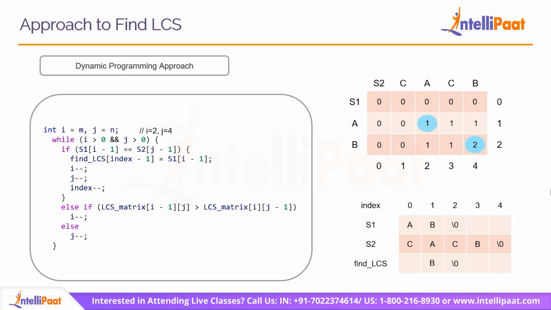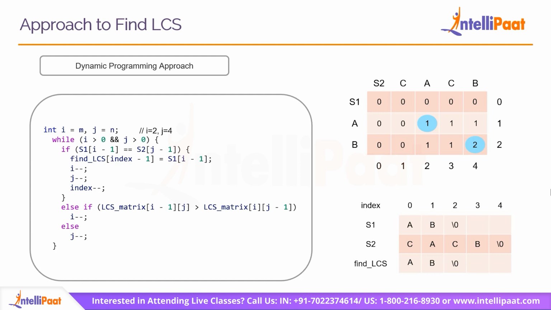This will take us here in the LCS matrix. Now we again check if S1 of 0 is equal to S2 of 1, which is true. Both of them store A. So this A will be assigned to find LCS of 0. Then i, j and index are decremented by 1. This makes the value of i as 0, hence breaking the while loop. Finally, we have got our LCS and the length of LCS.